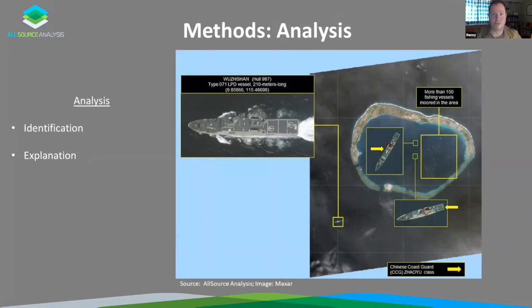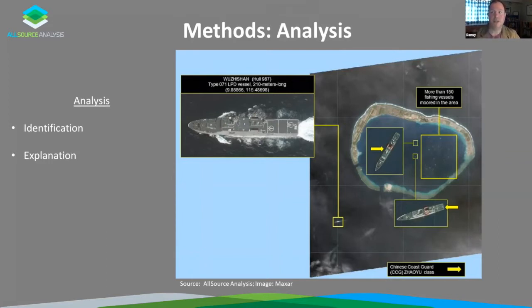In this case, this is Mischief Reef in the South China Sea. The objects around are vessels. The vessel types are Chinese vessel types. One is Chinese military, another Chinese Coast Guard. Then there are fishing vessels. All of this matches generally with the area that the image was taken from.